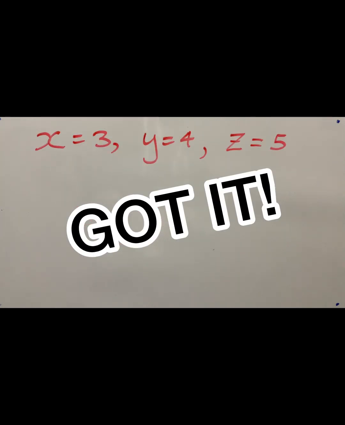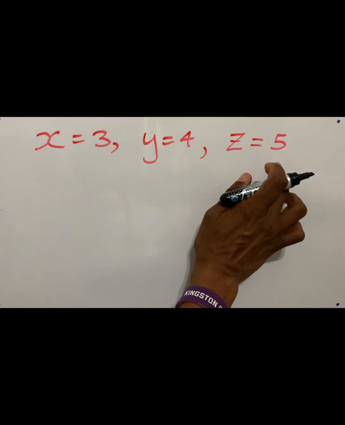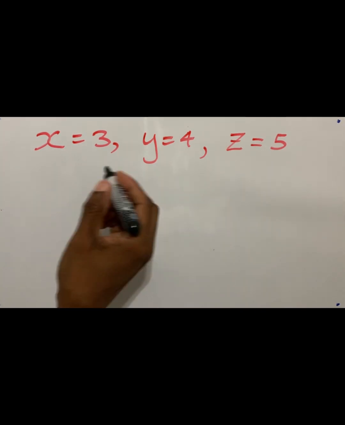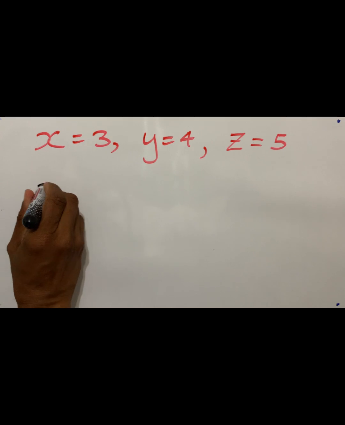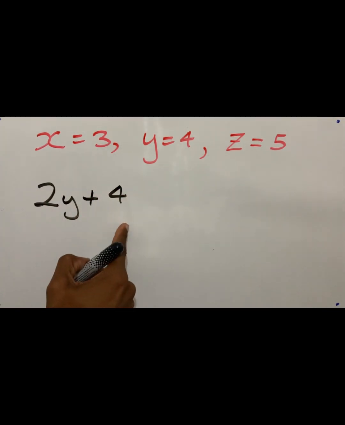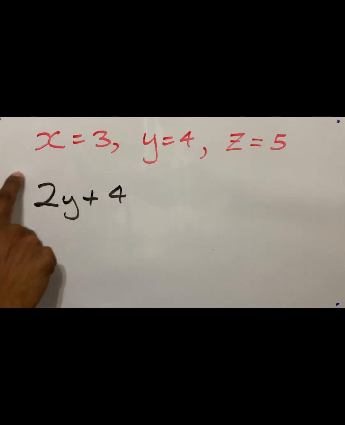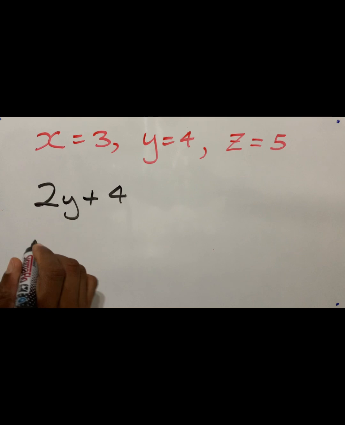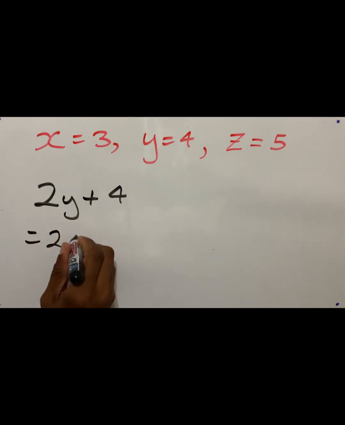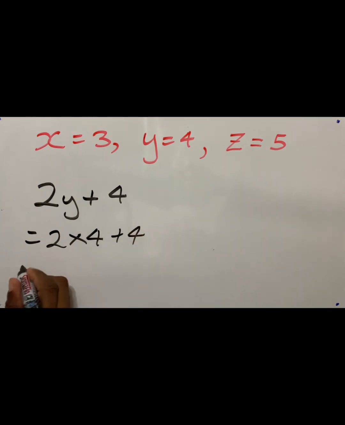Let's look at some examples here. We have x is equal to 3, y is equal to 4, z is equal to 5. Let's look at some algebraic expressions. If we have 2y plus 4, what is this equal to when you have the value of y? The only unknown we have in this equation is the value of y. So this is equal to 2 times y, which is 4, plus 4, which is equal to 2 times 4 is 8, 8 plus 4 is 12.